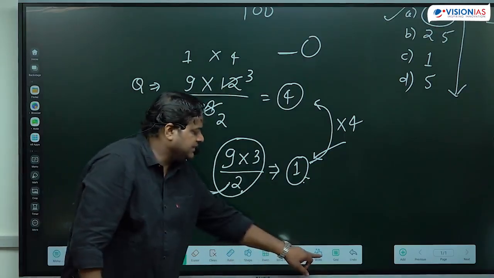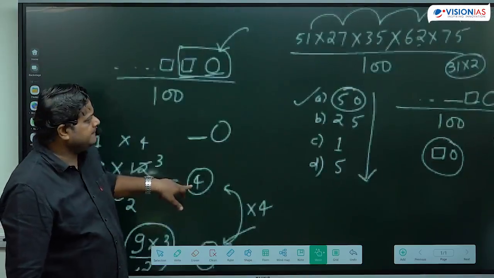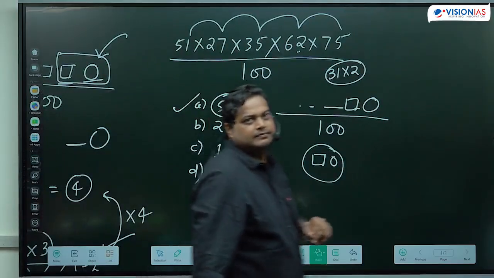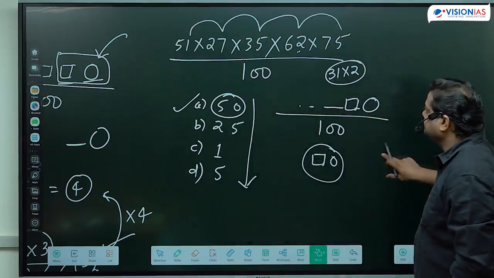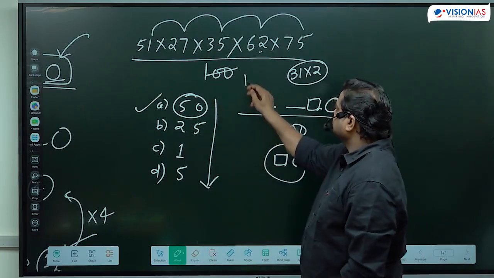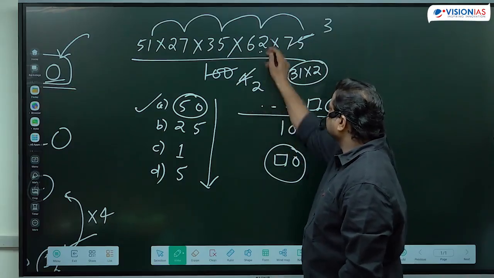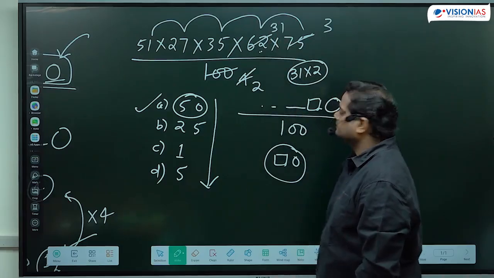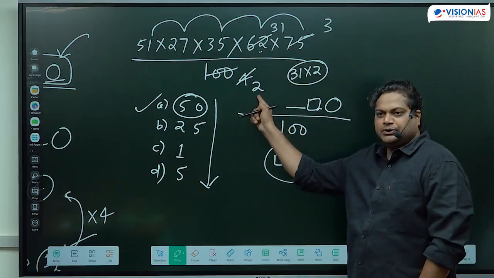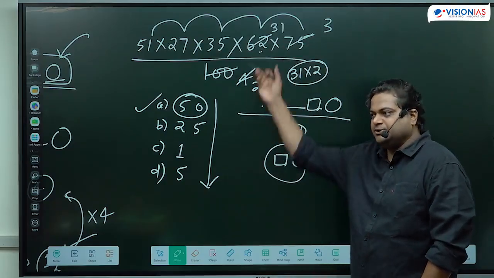Now we can apply this concept in this question. This is our question. If we simplify it, after simplification we are getting 2 in the denominator. Further we cannot simplify. That means the remainder will not be 0.